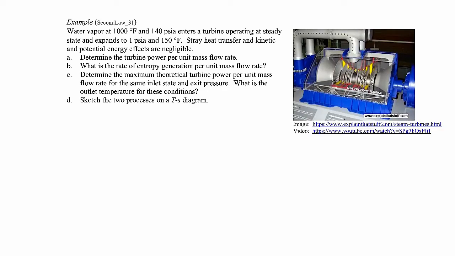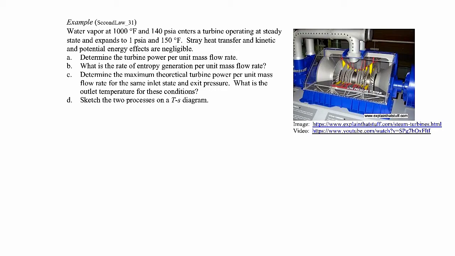All right, in this example, we're told that we have water vapor at a certain temperature and pressure entering a turbine operating at steady state. The water expands to 1 psia and 150 degrees Fahrenheit, and we can neglect heat transfer and kinetic and potential energy effects. Determine the turbine power per unit mass flow rate. That should be pretty straightforward. That's a first law application.